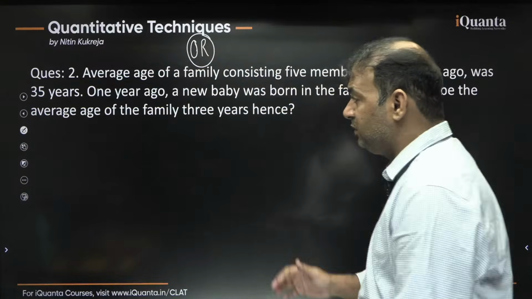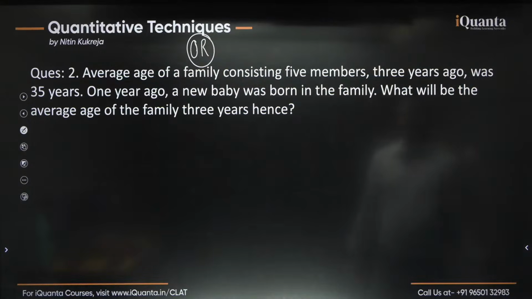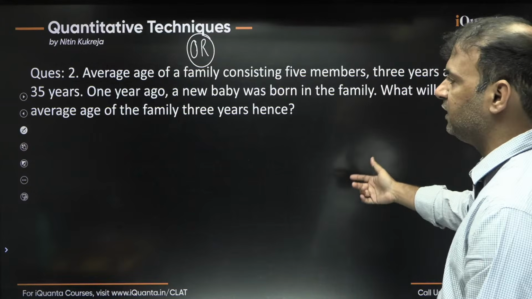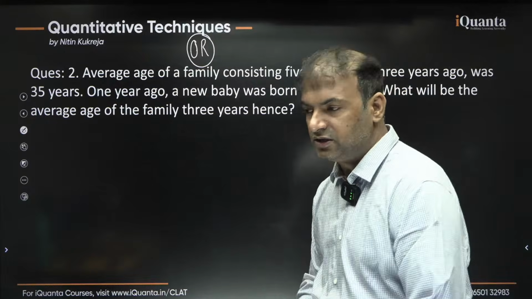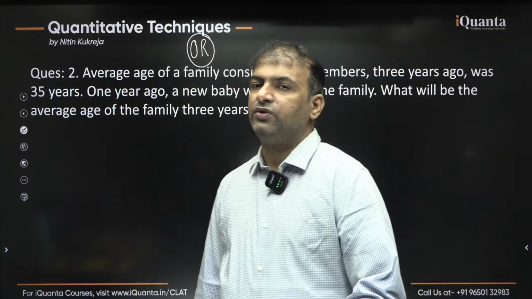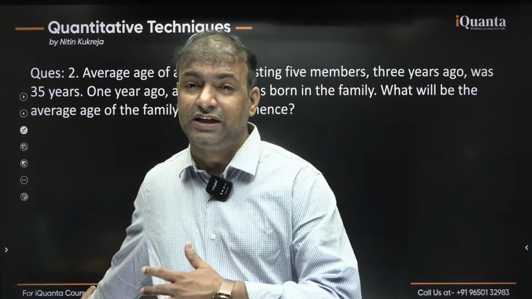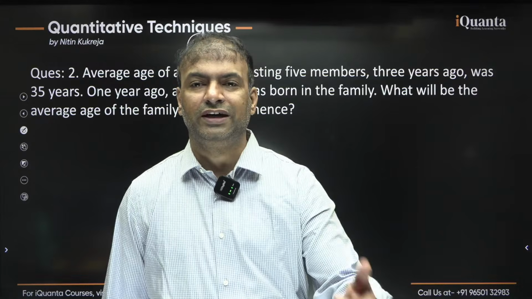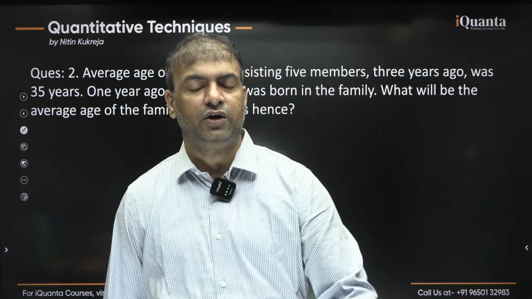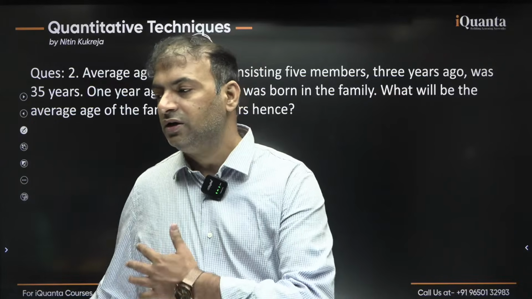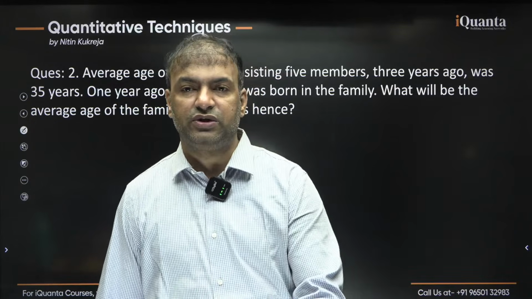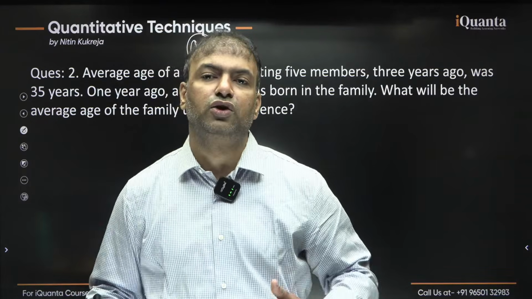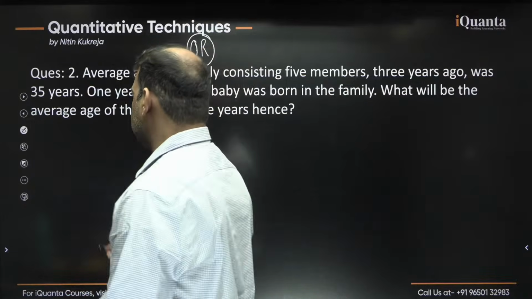The question says, let me read it again: the average age of a family consisting of 5 members 3 years ago was 35. 1 year ago, a baby was born, and find the average age of the family now, 3 years hence. So guys, what we do in the second method? We know there is one change happening: a new baby is coming into the family. So in the second method, we ignore the new member, or you can say we ignore all the changes in the family which are happening. In this question, the change is one member being born, so we just ignore that change.